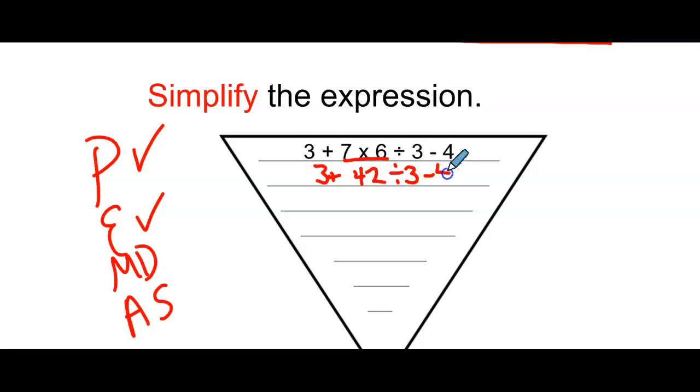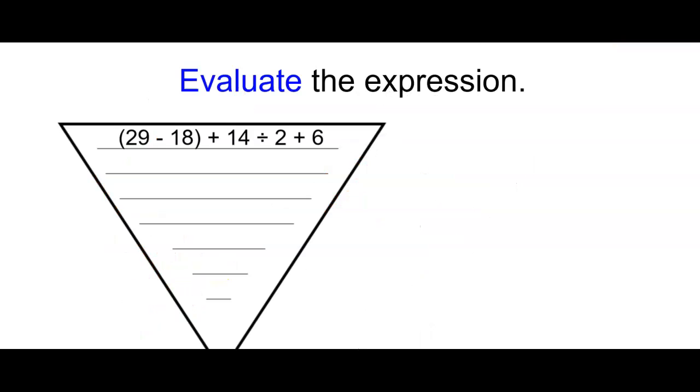Copy down everything else. I'm not finished with multiplication, division because I still have division there. So I'm going to copy down 3 plus. I'm going to solve this. I'm going to use my calculator and I get 14, minus 4. Copying down minus 4. Done with multiplication, division. So now I'm adding and subtracting from left to right. First thing I see is 3 plus 14, which is 17. Copy down minus 4 and then solve. Final answer is 13.